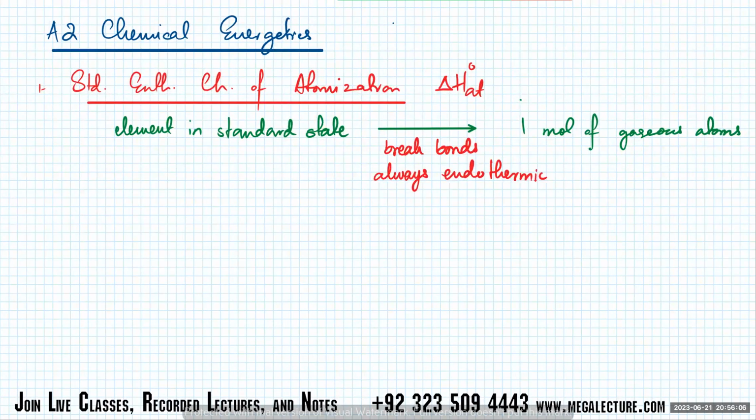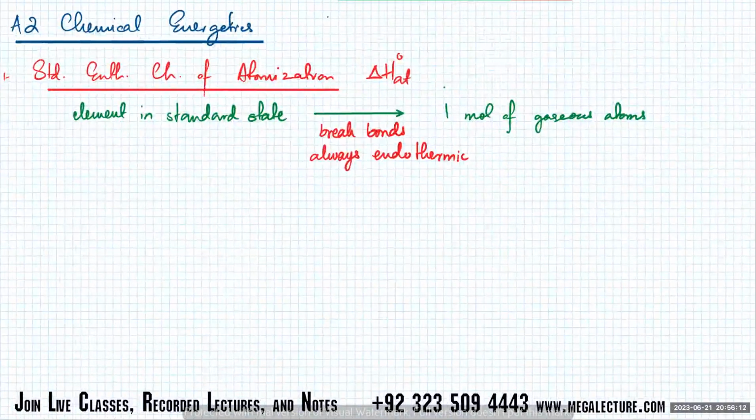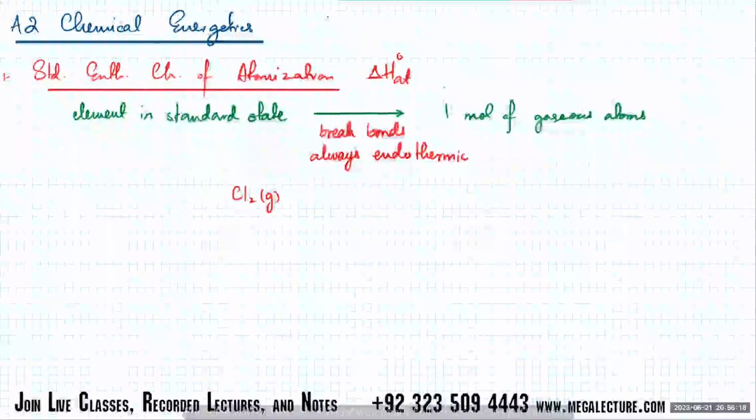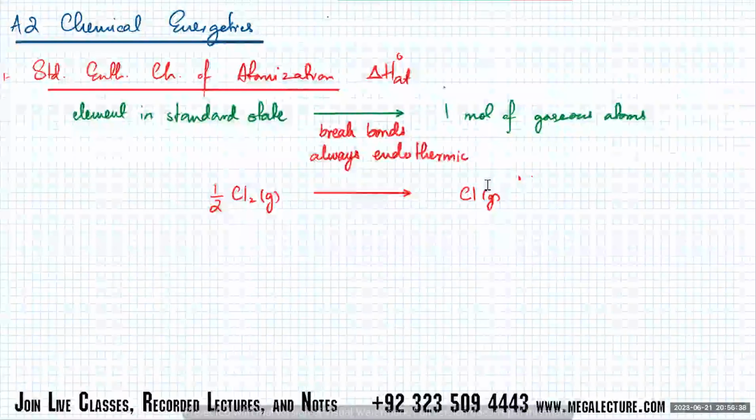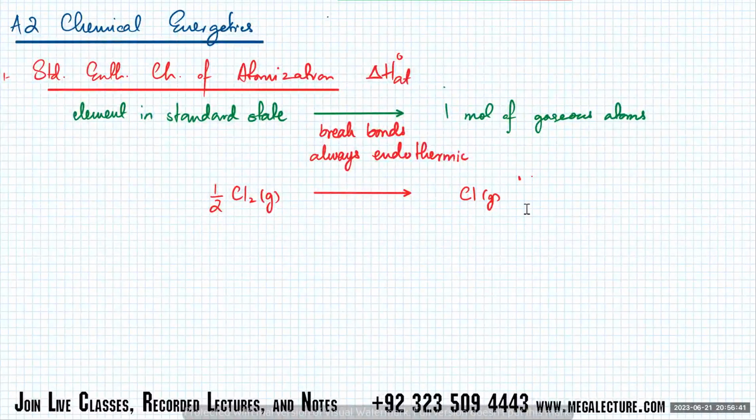So for example, if I have the element Cl2, which is a gas in its standard state, this Cl2 turns into 1 mole of Cl gaseous atoms. It has to be 1 mole, so to balance this I'm going to take half a mole of Cl2. I always have to produce 1 mole of gaseous atoms. So this is the enthalpy change of atomization of Cl.